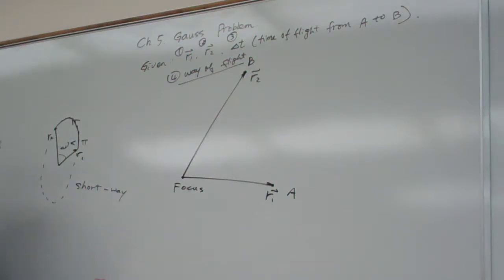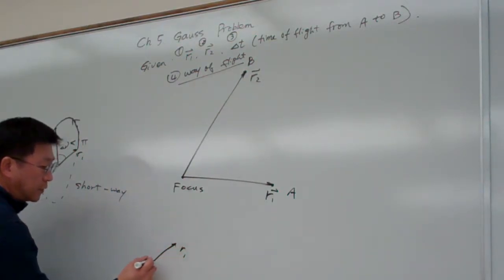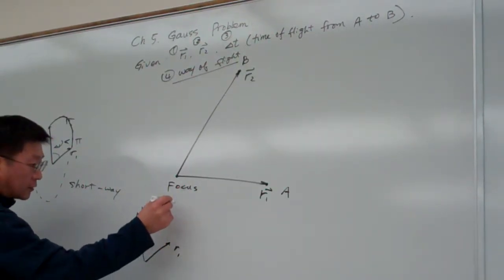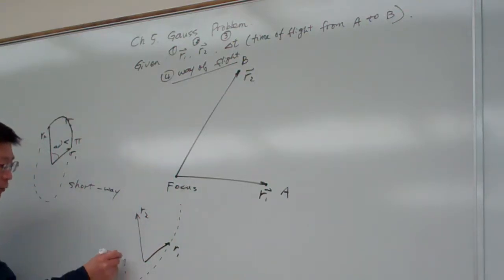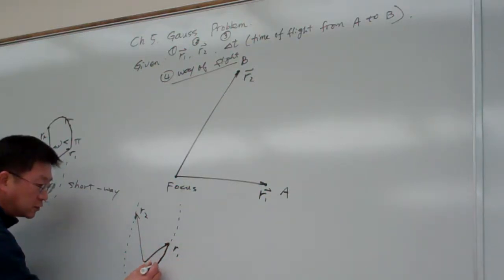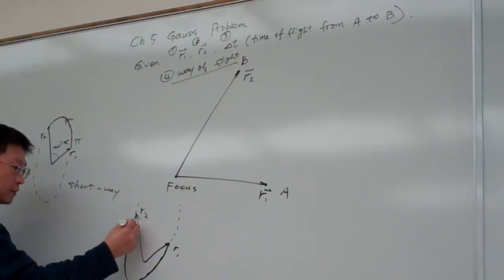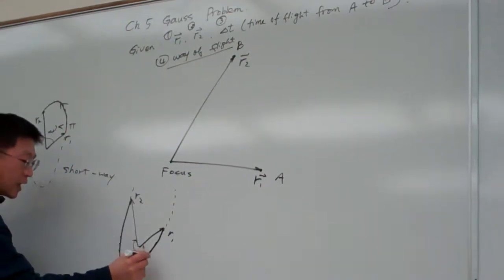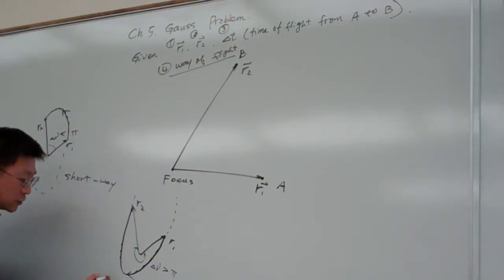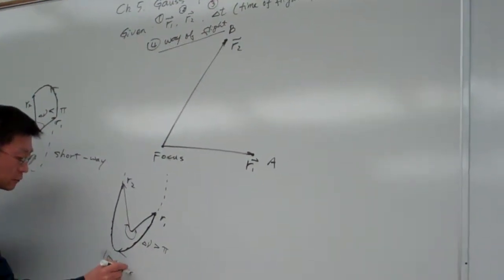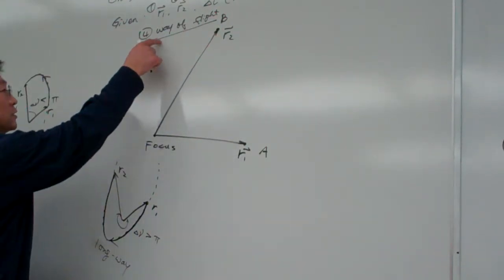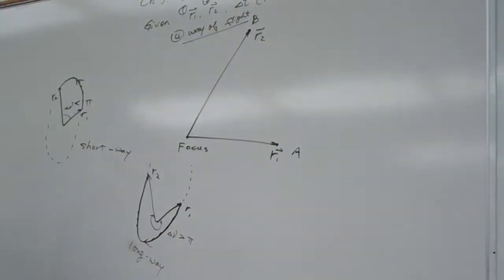On the other side, if we are given R1 and R2, and if they constitute an orbit portion like this, and we take this way, then that means this true anomaly is greater than pi. In this way, we take the wrong way, and you need to define which way you're going to try. So here is the way of flight, long way or short way.